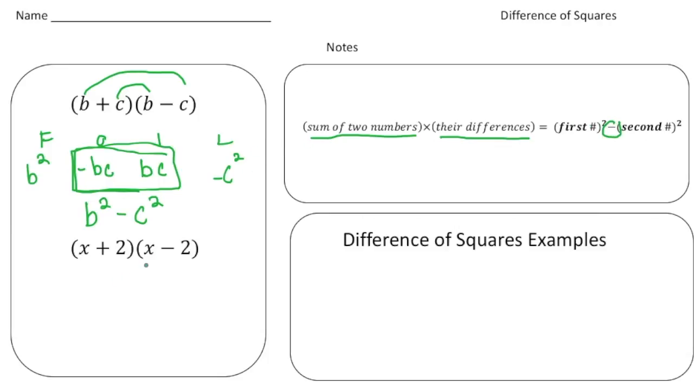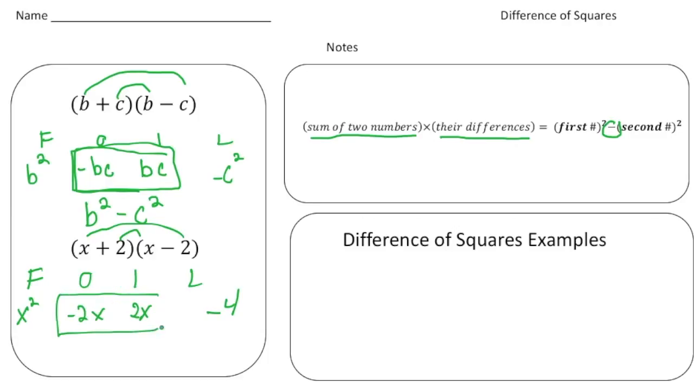So let's try another one. Here we have x plus 2 times x minus 2. Again, let's use FOIL. The first term is going to be x times x, which is x squared. The last is going to be 2 times negative 2, which is negative 4. The inside is going to be 2x. The outside is going to be negative 2x. And again, these middle terms are going to cancel out. So what's left over now is x squared minus 4.